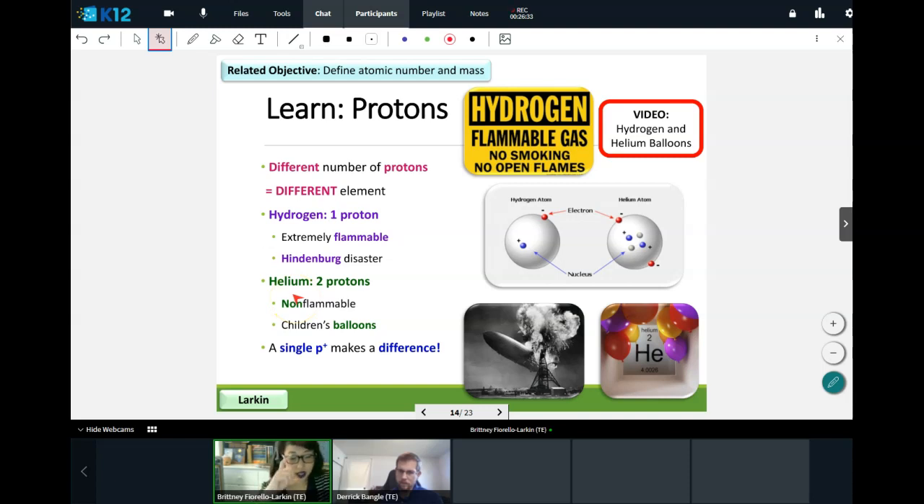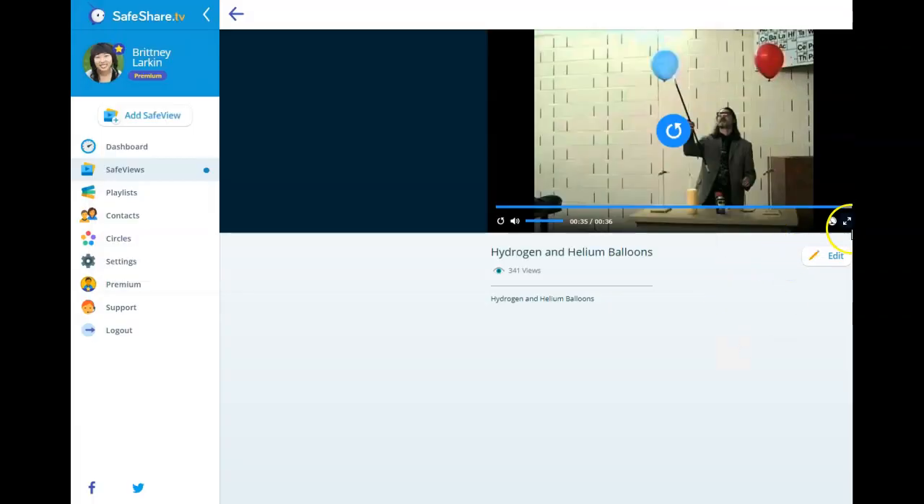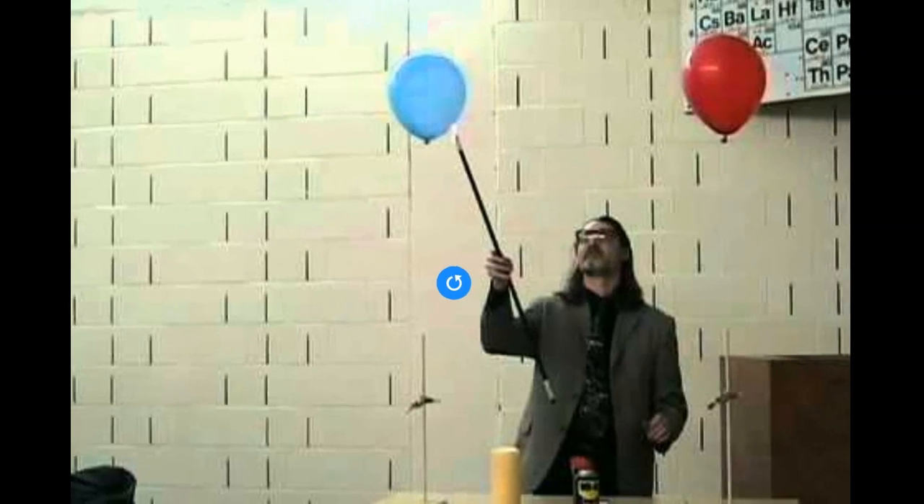All right? So these are two different elements, and not only are they different in identity, but they're also different in properties. For example, hydrogen and helium can both float, but one of them can light on fire. Let's take a look at a video of this in action. So I'm going to pop this up on the screen and share this with you. And what you're going to identify is which of our two balloons here actually lights on fire. So they're both going to pop, but which one lights on fire, blue or red? Here we go.